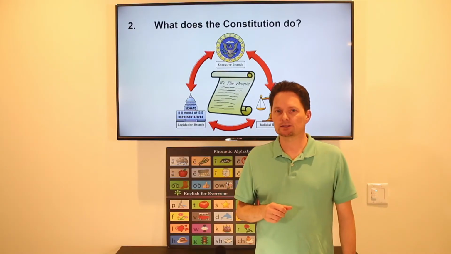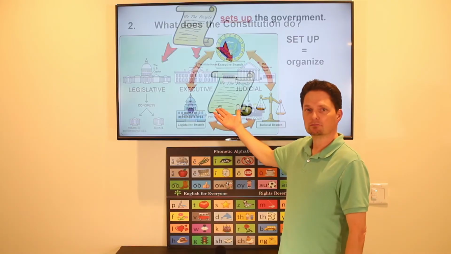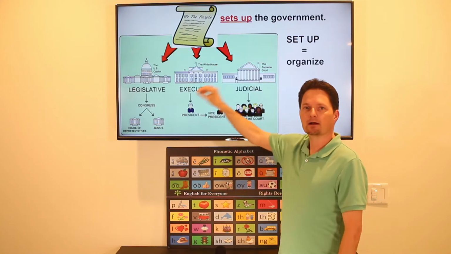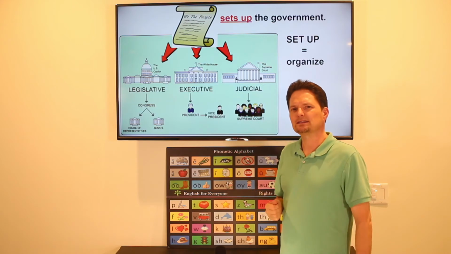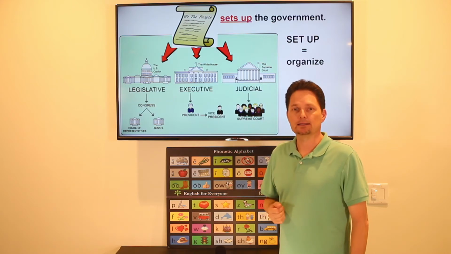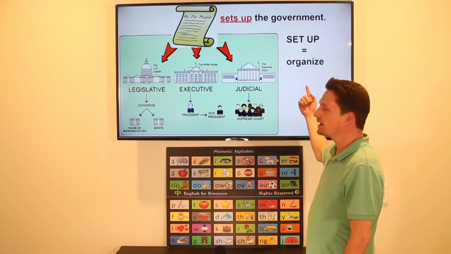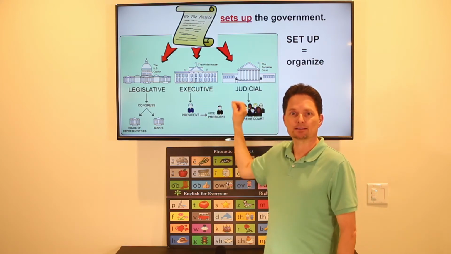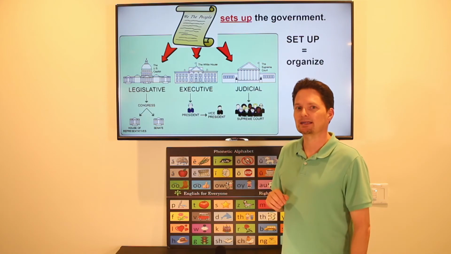Question number 2. What does the Constitution do? The Constitution sets up the government. What does set up mean in this case? In this case, it means organize. The Constitution organizes the government. The Constitution sets up the government.